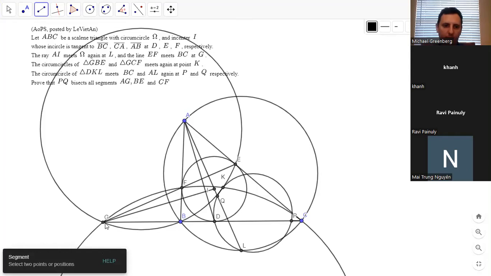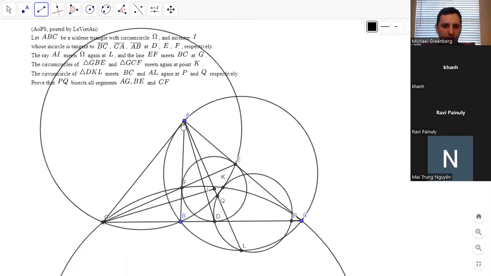So do we want to first show it bisects AG? I think we should do AG first because BE and CF are the same. Basically, we're showing that PQ is the Gauss line of this quadrilateral, right? Yeah, that's all we're trying to show, that PQ is the Gauss line of this quadrilateral.